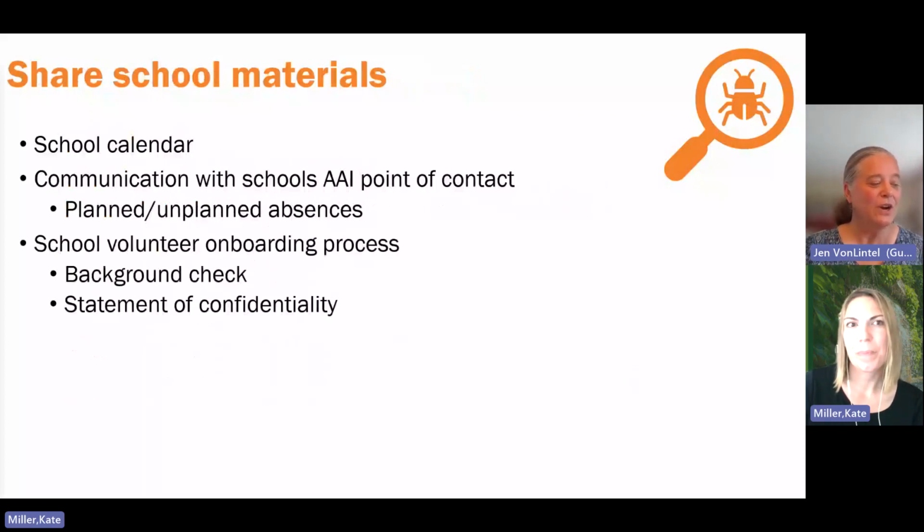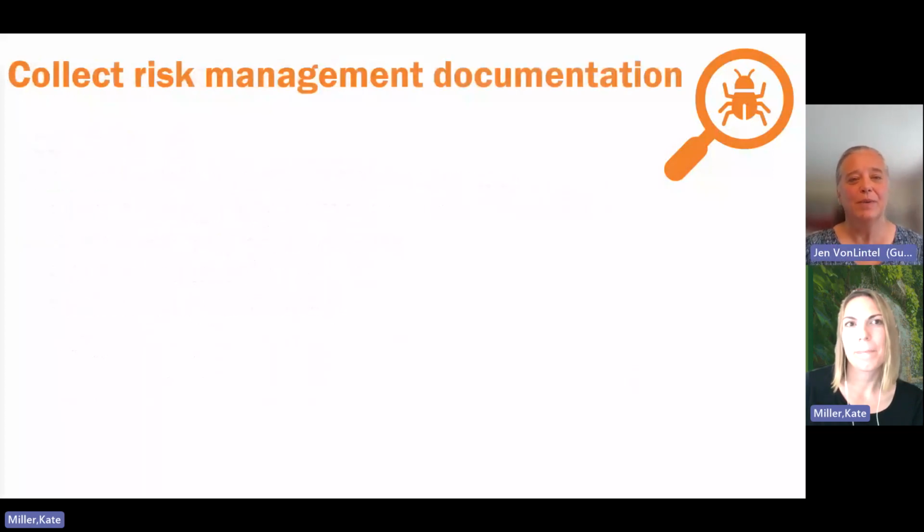And then just our onboarding process. For our volunteers, we do background checks. We have them do a statement of confidentiality. So those two things would help get them through that background check before they could work in the school or volunteer in the school setting. Some other things that we collect are for our risk management. We want to make sure that their registration with their therapy dog organization is up to date.